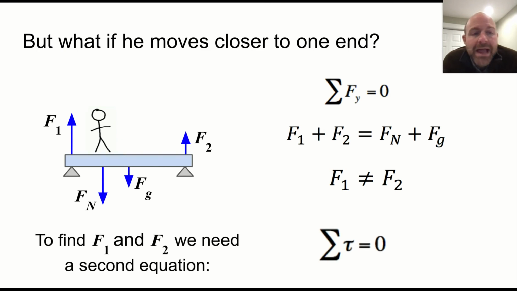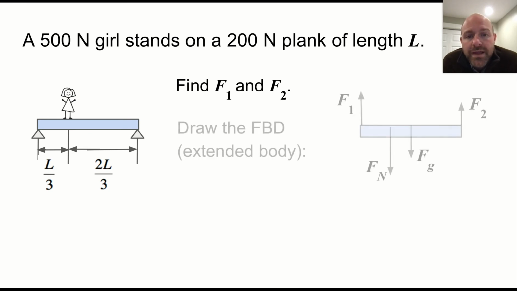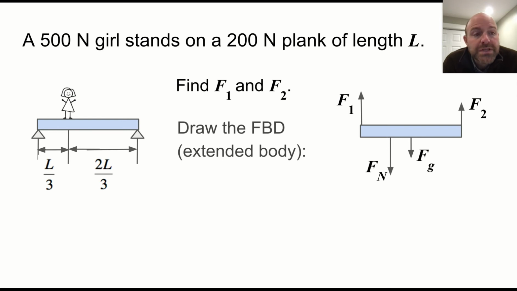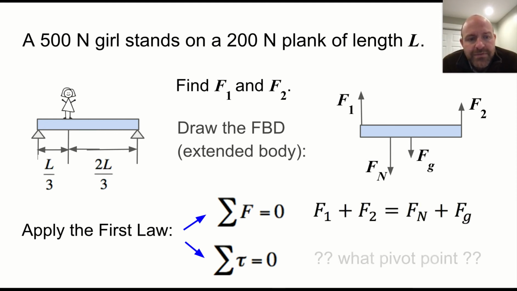And so in order to do that, we add in the net torque equals zero equation. And net torque equals zero will allow us to figure this out. Whenever we're doing net torques, we always have to pick a pivot point, right? So let's think about this one, right? Here's a girl standing a third of the way along the plank bridge, and we want to find F1 and F2. So our free body diagram is no longer just a dot. We're calling these extended body free body diagrams or extended free body diagrams, because once we're dealing with torque, it's really important that we know about where the force is acting relative to a pivot point. We're going to apply the first law, both net force and net torque. F1 plus F2 equals Fn plus Fg.